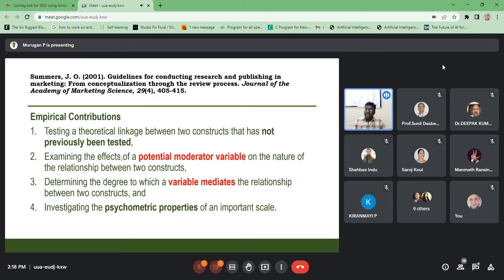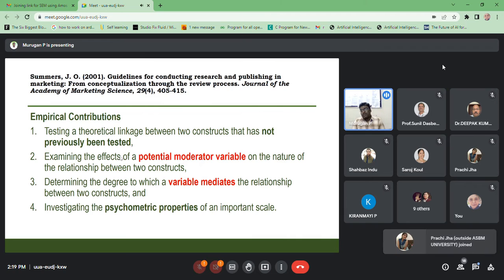So whatever is already available in the literature, we are trying to replicate those findings with the help of some new data sets, or maybe in some other context. So that is what we are trying to do. If that is the case, I don't think you are making some empirical contribution. In turn, your paper may be just rejected, or maybe after 1 or 2 rounds of review, it may be rejected from any of the top tier journals.